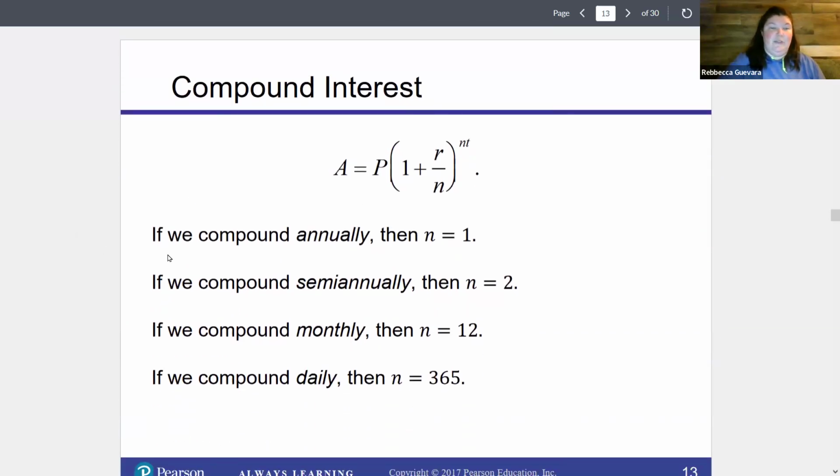So just to point out a few things. If we talk about annual compounding, that means N is 1, we just add it once a year. If it's semi-annually, it's twice a year. If we had quarterly, then N is going to be 4, because we do it 4 times a year. If we do compounding monthly, then N is 12. If daily, then we do 365.